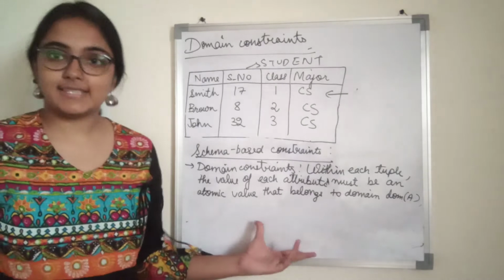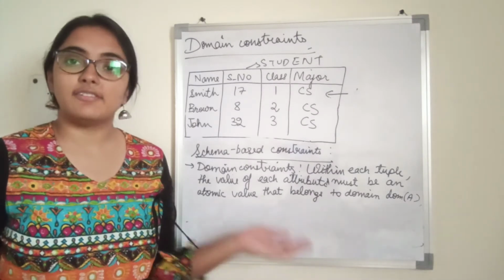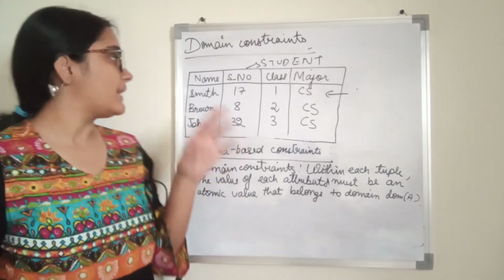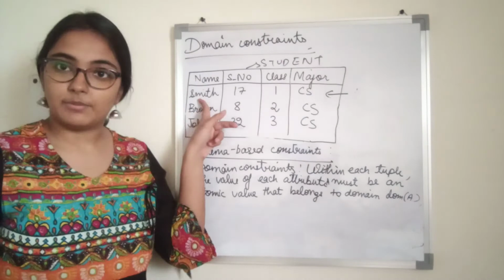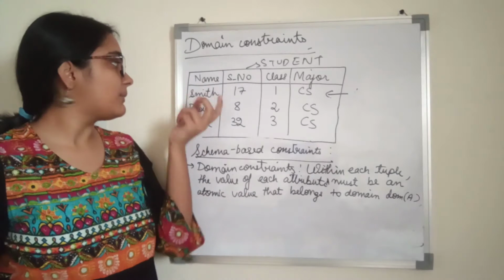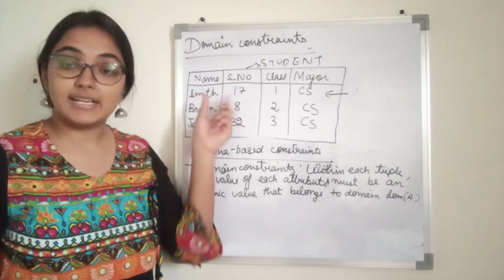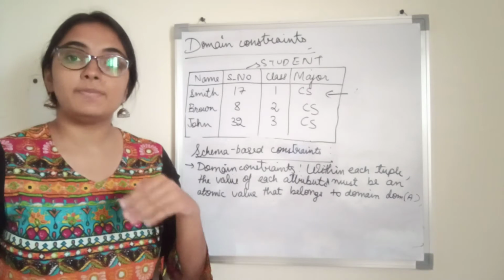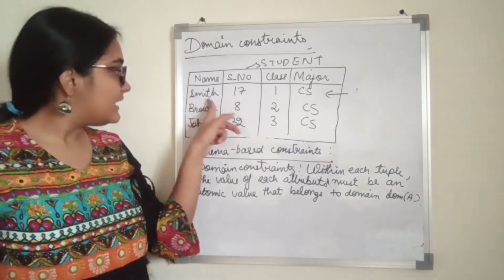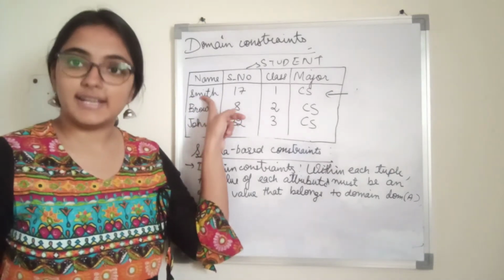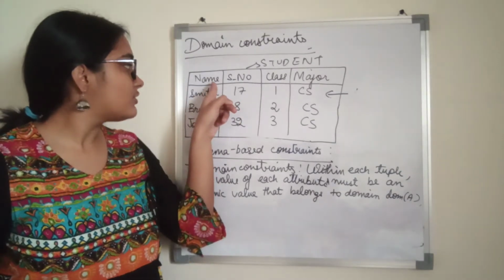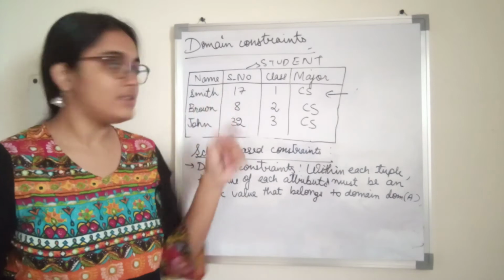Okay, so what it says, in simple words, is that within each tuple, the value of each attribute must be atomic. Let us say we are talking about this tuple. So in this tuple, all the values for all the attributes within a particular tuple need to be atomic, right? It cannot be multi-valued, and it cannot be composite values, right? So they need to be atomic, that is indivisible. And these should belong to the domain, right?